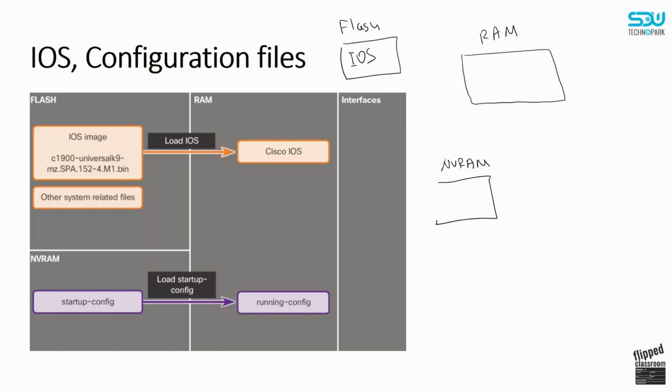In NVRAM memory, we have a configuration file which is called the startup configuration file. As I mentioned before, the first step the router does is to get the operating system and store it in the RAM. Afterward, it gets the startup configuration file, copies it and places it in the RAM memory, where it is stored inside the file which is called the running configuration file.